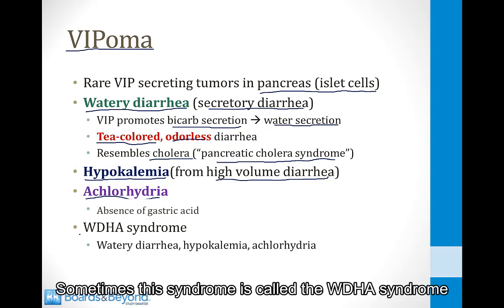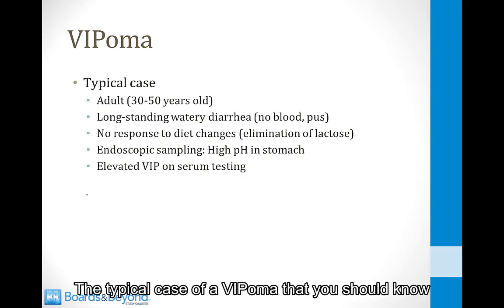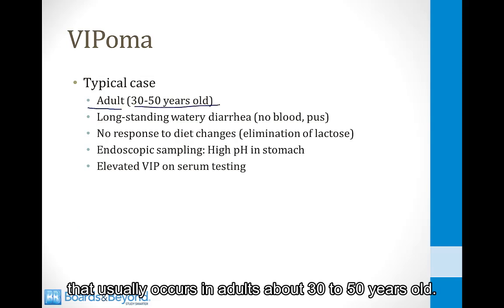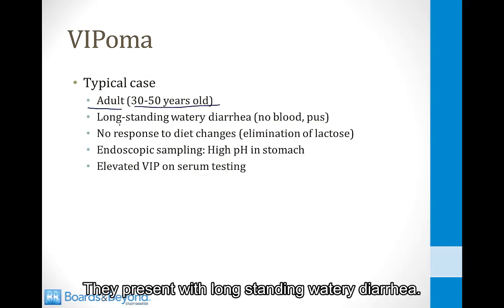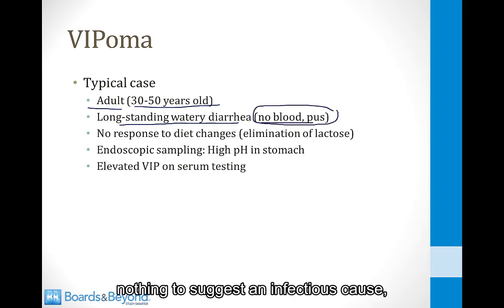Sometimes this syndrome is called the WDHA syndrome. That stands for watery diarrhea, hypokalemia, and achlorhydria. The typical case of a VIPoma that you should know for your boards is an adult. This usually occurs in adults about 30 to 50 years old. They present with long-standing watery diarrhea. There's no blood, no pus, nothing to suggest an infectious cause.